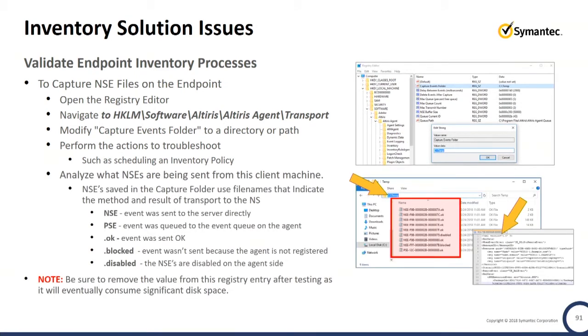It will actually save the files with specific naming, prefix and suffix. So you'll see this dump of files in that directory you specified, and if it says NSE, it says the event was sent to the server perfectly, no problems. If it says PSE, it was queued to the event queue of the agent. If it's OK, it was sent OK. The blocked means that something happened to it, right? So if you trigger an inventory and you get these .blocked files, you will basically know that there's something wrong with the mechanism. And disabled too, it might be that the NSEs are disabled on the agent side. So this allows you to track and take a look at the NSEs that are being produced.